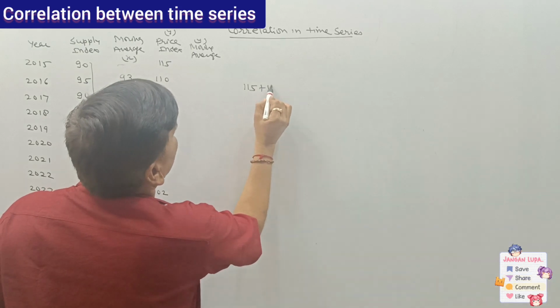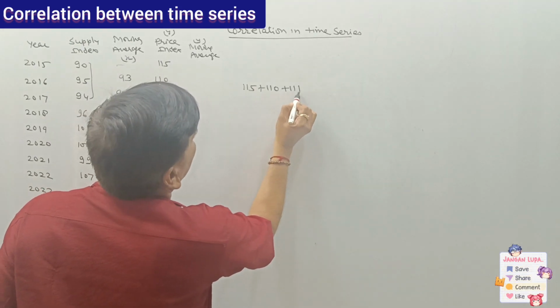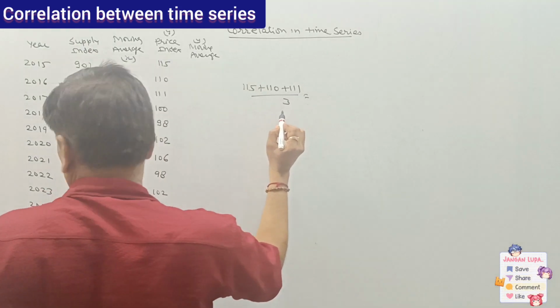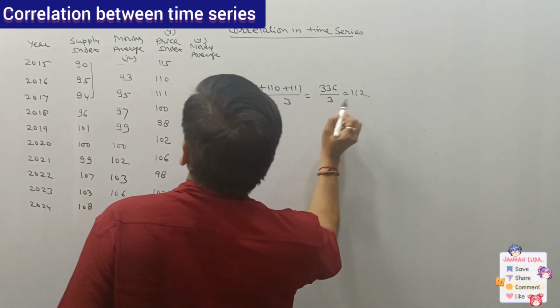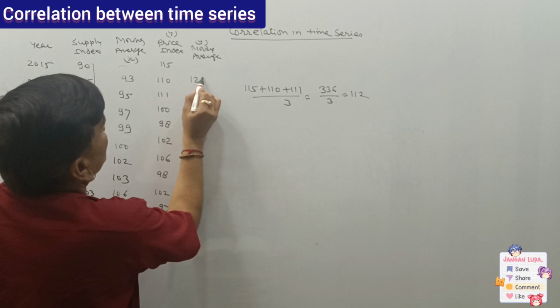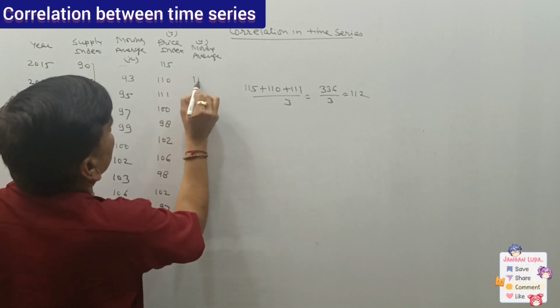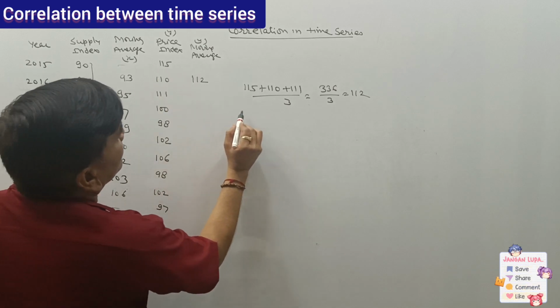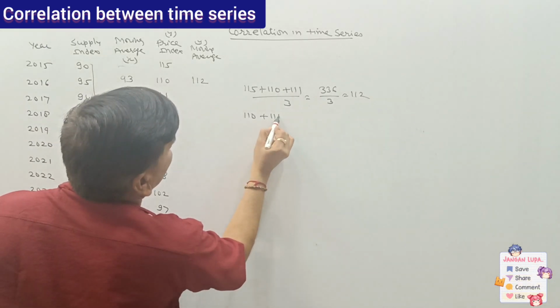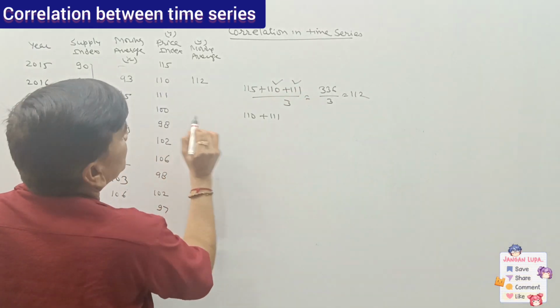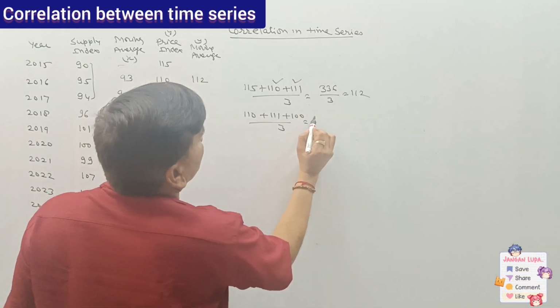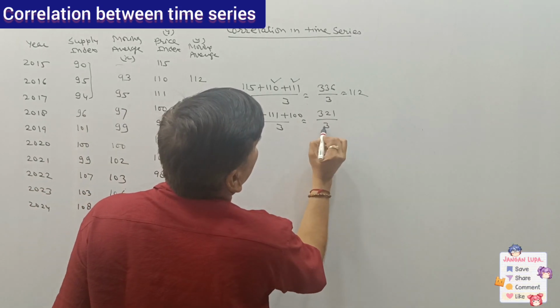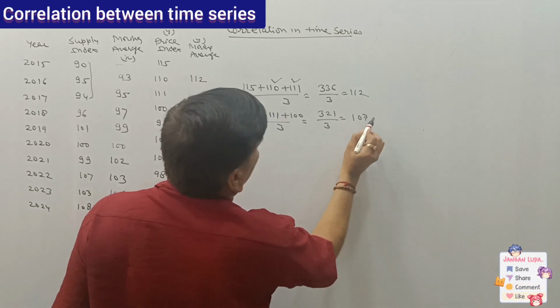115 plus 110 plus 111 divided by 3, that is 336 divided by 3, that is 112. So the first moving average is 112. Now for the second, 110, 111, and the new value 100, divided by 3. So 321 divided by 3, that is 107.